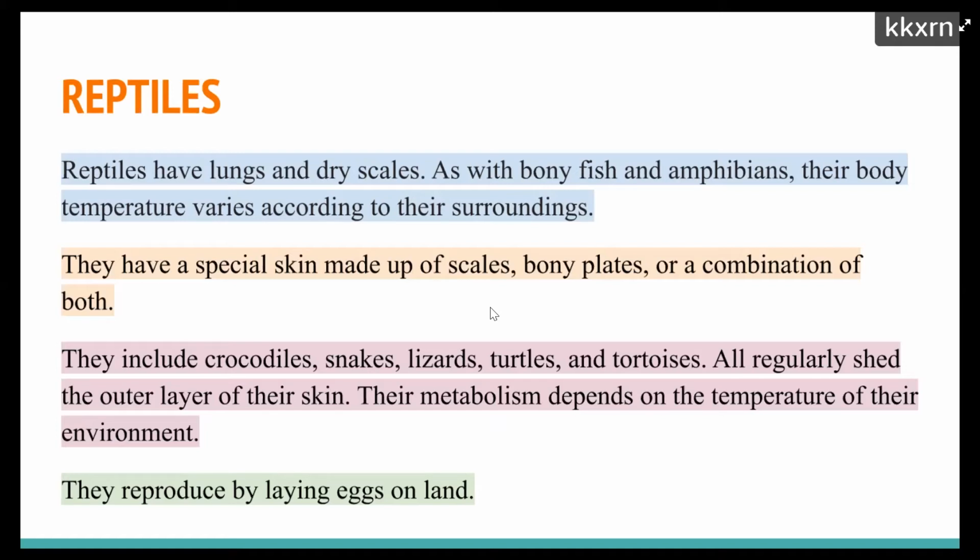Their body temperature as well changes according to the environment that they live in, okay? So that's why they are still called poikilotherms or cold-blooded, okay? They include different species like crocodiles, snakes, lizards, turtles, and tortoises. Do you know the difference between turtles and tortoises?